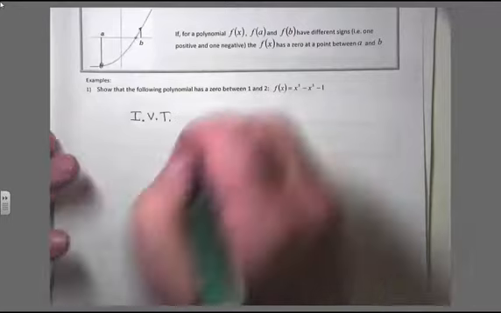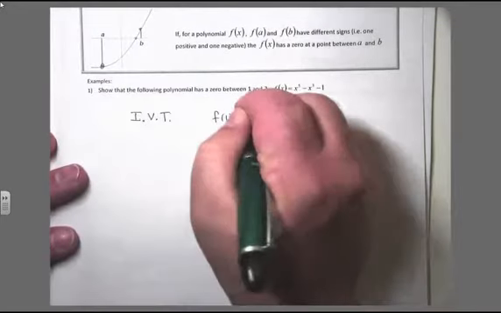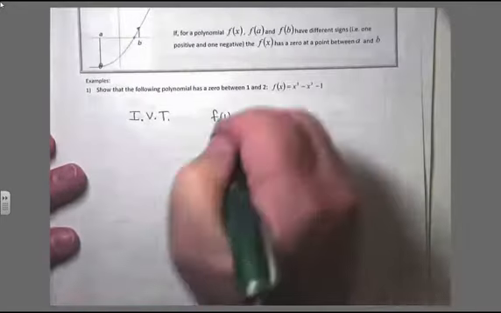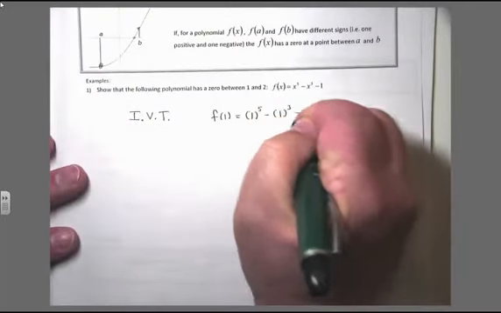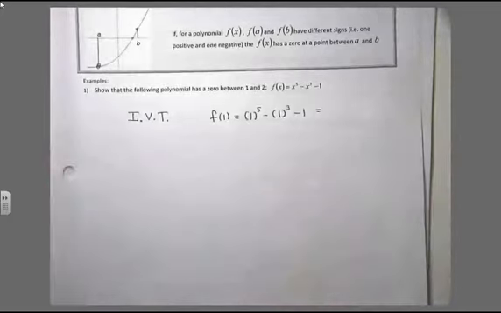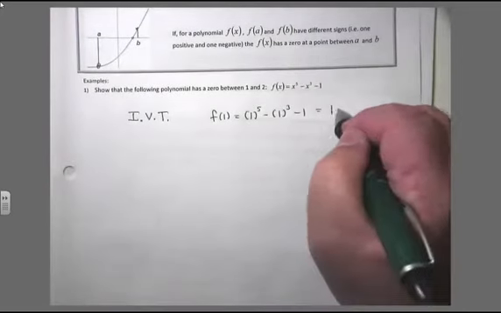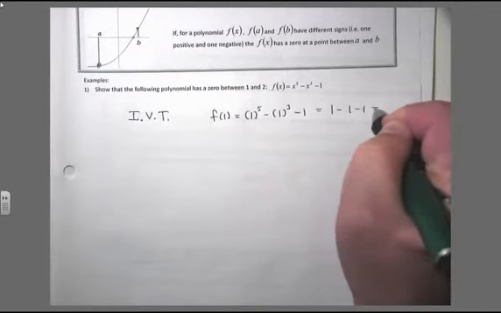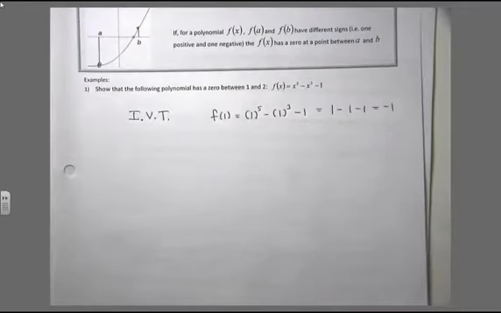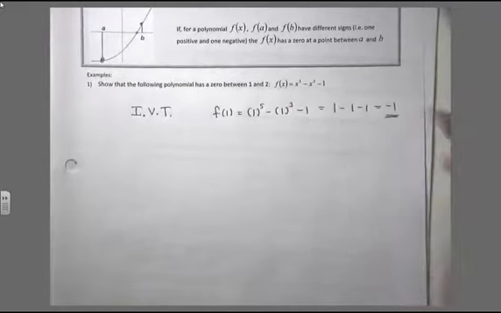Here it is. I'm going to do f of 1. Pick one of my coordinates and plug it in. This would be 1 to the 5th minus 1 cubed minus 1. Well, we can do that. 1 to the 5th is 1. 1 cubed is 1. 1 minus 1 is 0. Minus 1 is negative 1. Notice I get a negative value.